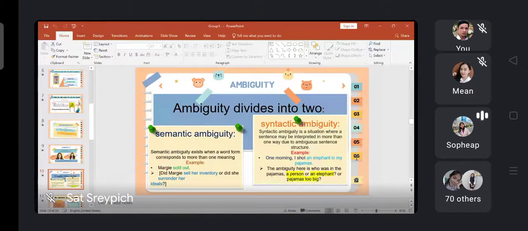Another type of ambiguity is syntactic ambiguity, also called structural ambiguity. It focuses on the structure.